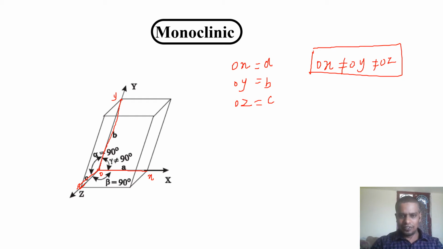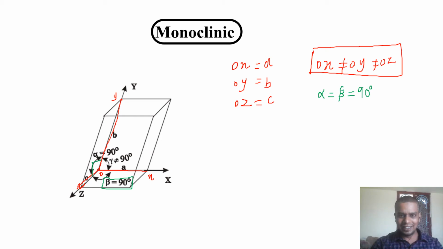Now, what about the interfacial angles? Look at the angle between Z and X. It is defined as beta, and beta is equal to 90 degrees. Then Y and Z, if you look at it, that is alpha, and that angle is also 90 degrees. If you measure, it will be a right angle. So you can define the alpha angle and the beta angle, these two interfacial angles, as equal to 90 degrees.